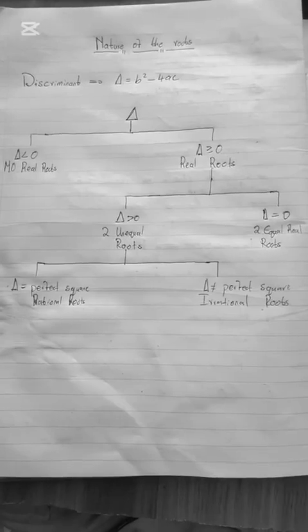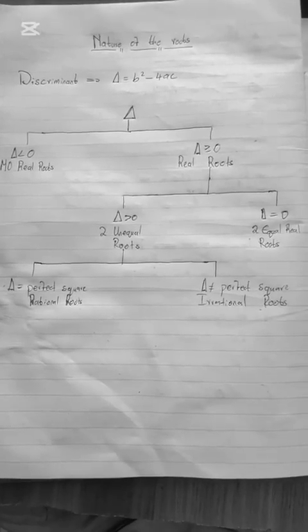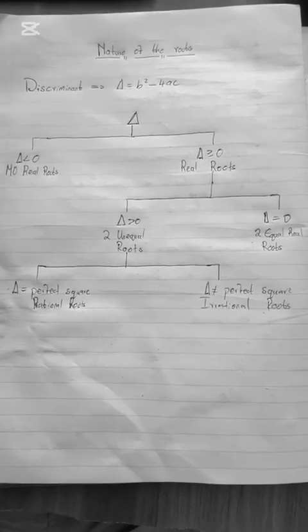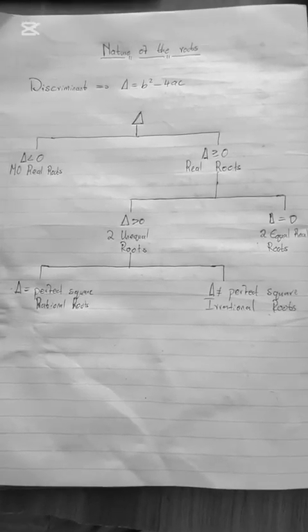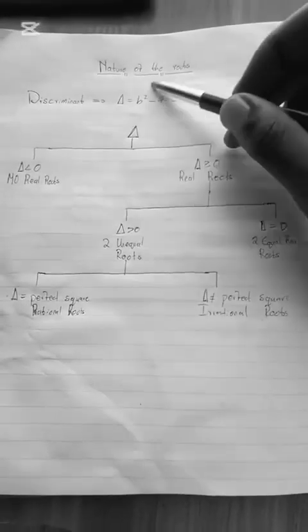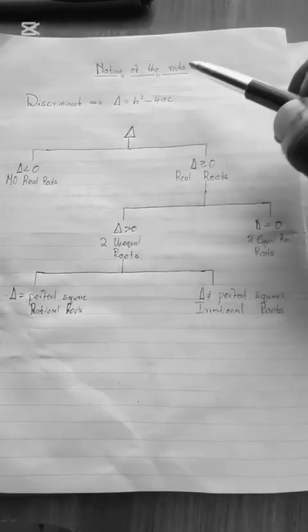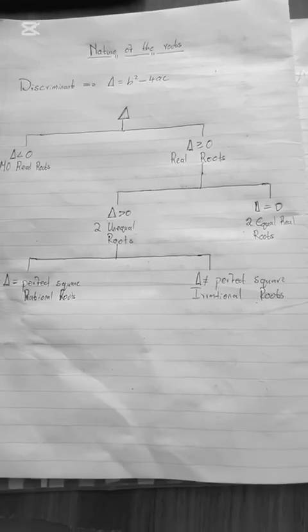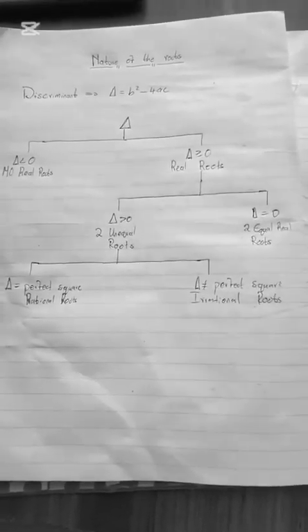On this video, I will be focusing on the nature of the root. We use the discriminant to determine the nature of the root, and the discriminant is given by this formula, whereby delta is equal to b squared minus 4ac. By the end of this video, you will be able to understand and interpret this diagram.